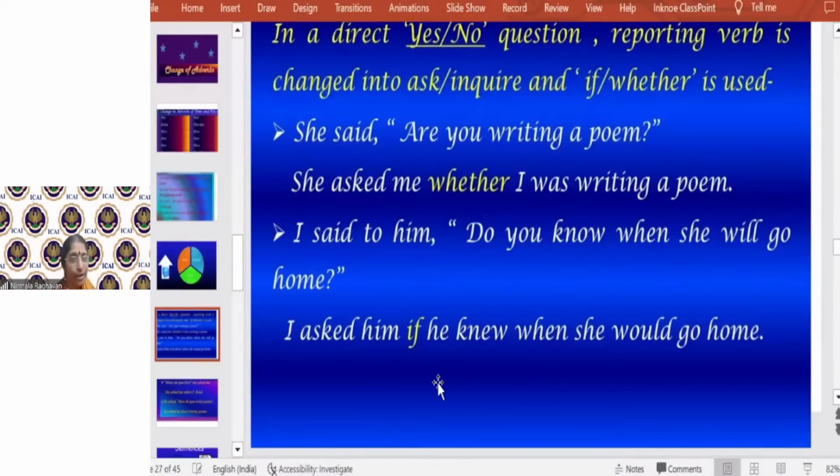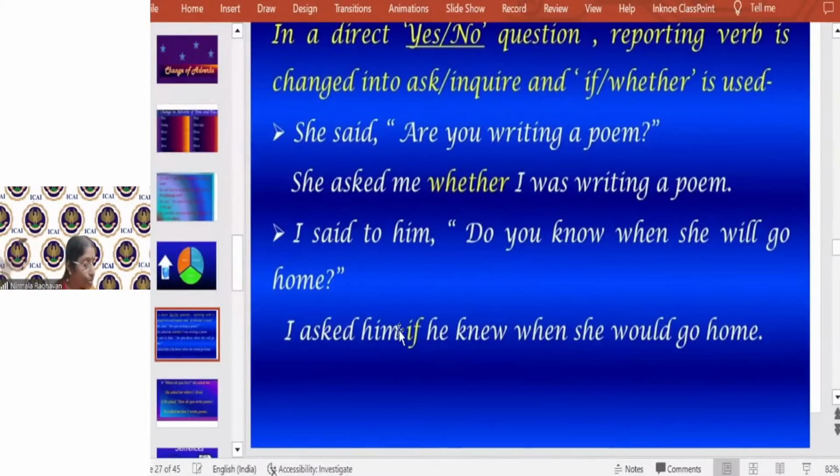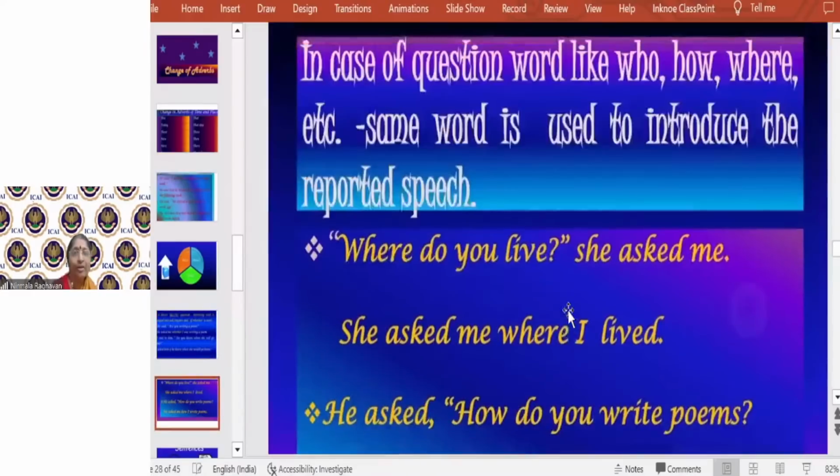So, if can be used when there is a choice, or whether is just a kind of statement. Like, for example, she asked me whether I was writing a poem. I asked him if he knew when she would go home. Now let's go on.